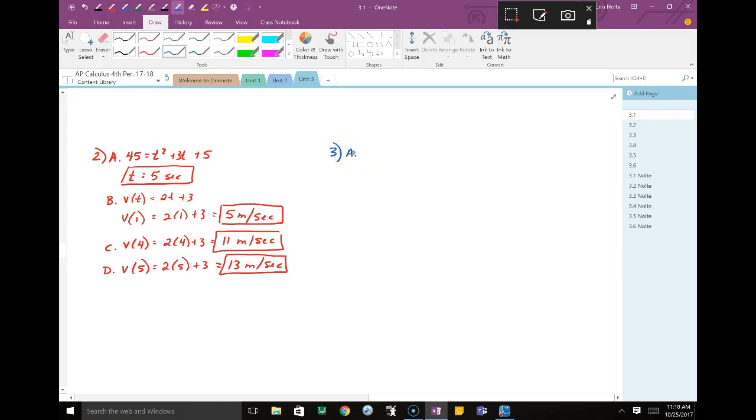Okay. 3. Let's see. We have a ball rolling on an inclined plane. Ooh, I feel like we did this once before. With the position function of S of t, where the position is measured in centimeters and time is in seconds. Find the ball's velocity at time 2. Okay, that seems pretty straightforward. Do you guys agree? So find the velocity, then plug in 2.